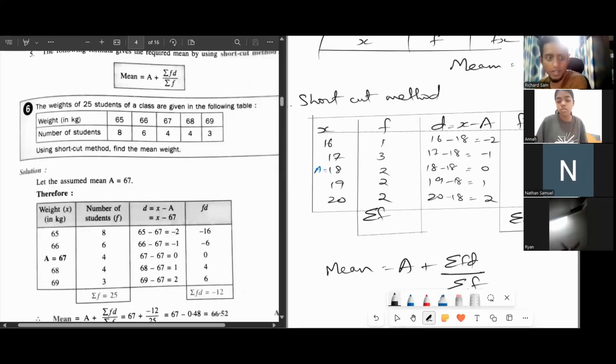So let's write down the values over here. Minus 1 into minus 2, minus 2. 3 into minus 1, minus 3. 2 into 0, 0. 2 into 1, 2. And 2 into 2, 4.